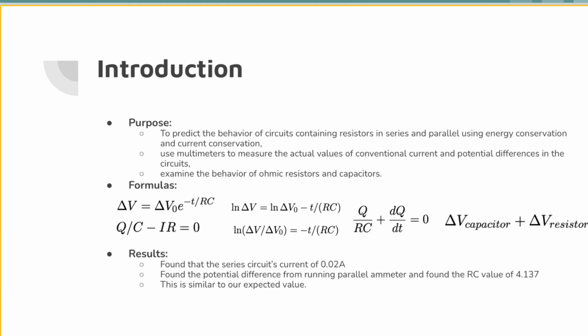We use these formulas to calculate the change in voltage and other things throughout this lab. The results of this lab: we found that the series circuits had a current of 0.02 amps, and we found the potential difference from running a parallel ammeter and found the RC value of 4.137 seconds, which ended up being similar to our expected value of 6 seconds.